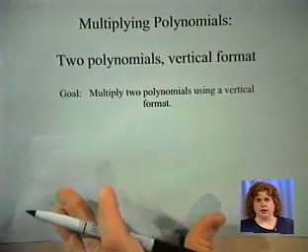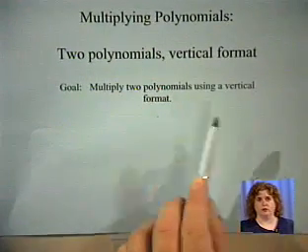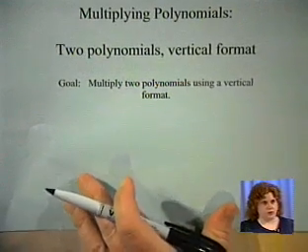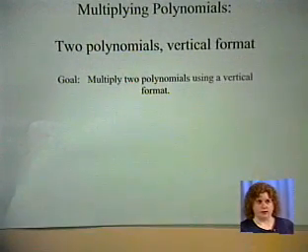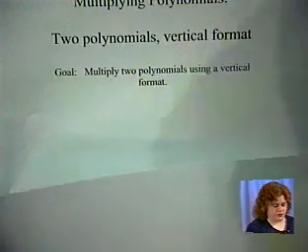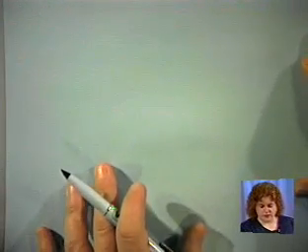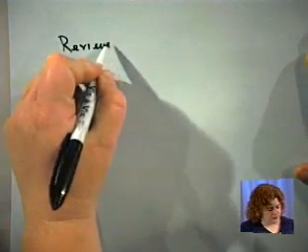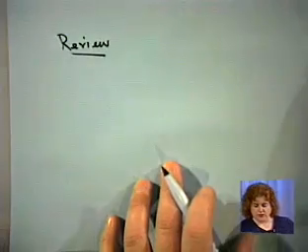So we're going to look at that. We're going to multiply two polynomials using a vertical format, and then you'll have a couple of different tools to choose from and see what works best for you. So let me just remove this and go back to a problem that you're very familiar with by way of review, and kind of start thinking more vertically.